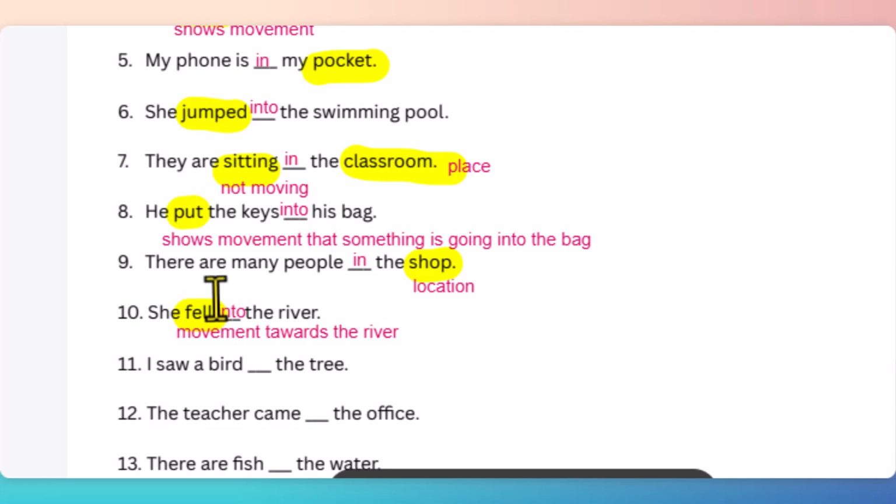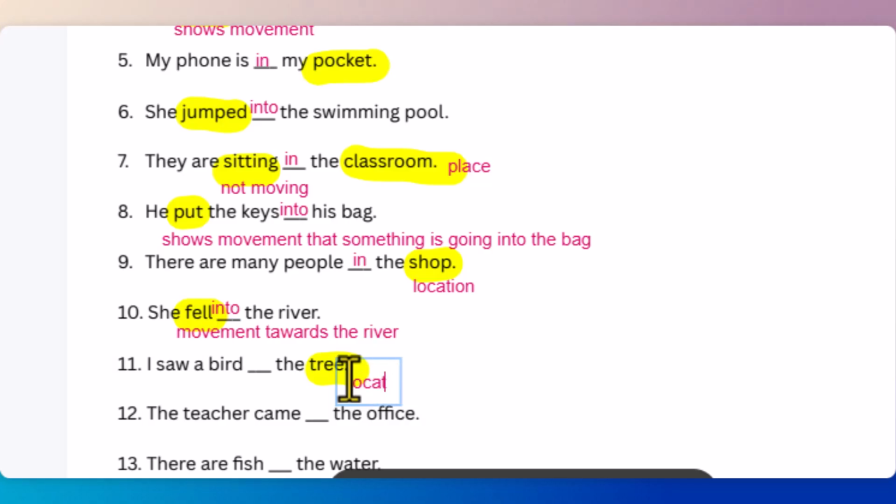Let us go to number 11. I saw a bird in the tree. So the person saw a bird in a tree. What does this tell us? It tells us that it is the location. So the correct answer is going to be in, because the person didn't say, I saw the bird flying into a nest or something like that.